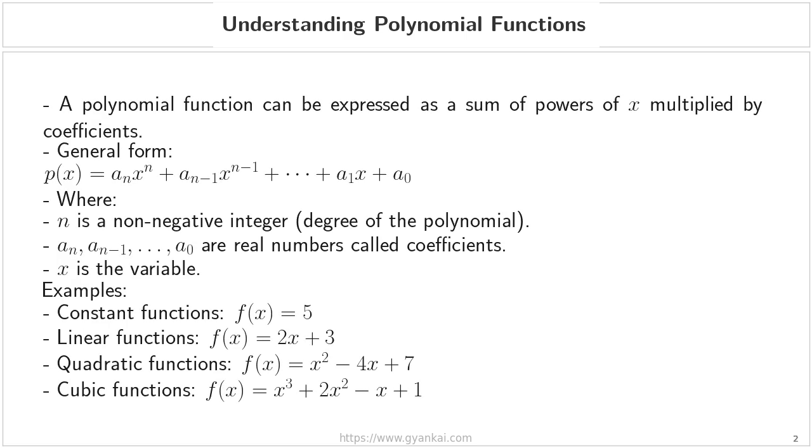To make this more concrete, let us look at a few common examples. A constant function, such as f of x equals 5, is the simplest type of polynomial. Next, we have linear functions, such as f of x equals 2x plus 3. Moving to a higher degree, we have quadratic functions. For example, f of x equals x squared minus 4x plus 7. And finally, a cubic function would be something like f of x equals x cubed plus 2x squared minus x plus 1. Understanding this structure is crucial, because as we will see in the next slide, these specific characteristics are exactly what allow polynomial functions to be continuous everywhere.